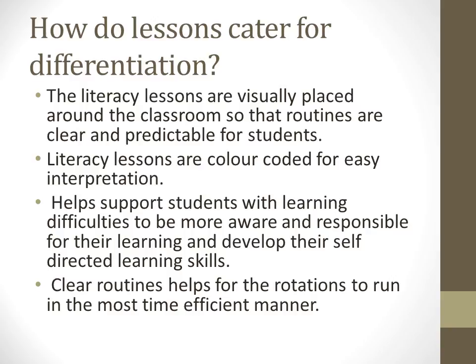The literacy lessons are visually placed around the classroom so that routines are clear and predictable for students. They are also colour-coded for easy interpretation by both staff and students. This helps support students with learning difficulties to be more aware and responsible for their learning and develop their self-directed learning skills. The clear routines also help for the rotations to run in the most time-efficient manner.